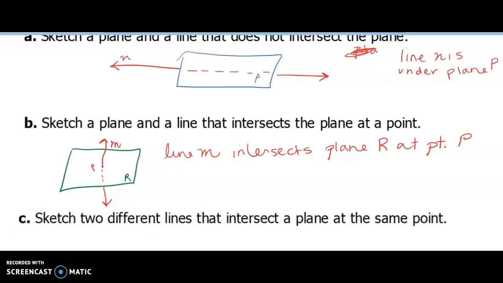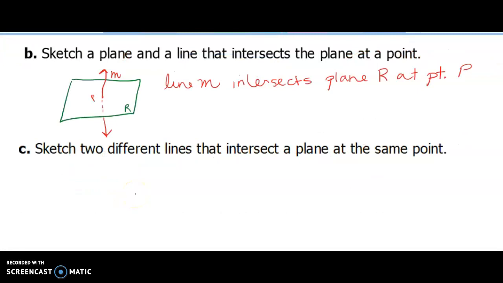All right, now I encourage you to try to do C on your own, and then we'll go over it. All right, so this one's probably the hardest of the three. Not probably, it is the hardest of the three. It says sketch two different lines that intersect a plane at the same point. So if you got it, very, very good. If not, don't sweat, it is a tough one. All right, so let's draw plane T. Okay, so here's plane T. We want to sketch two different lines that intersect this plane at the same point.